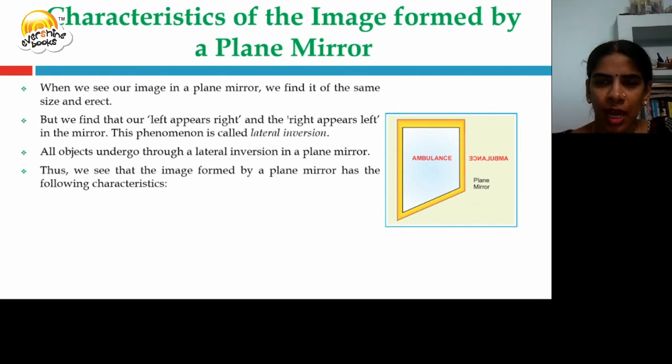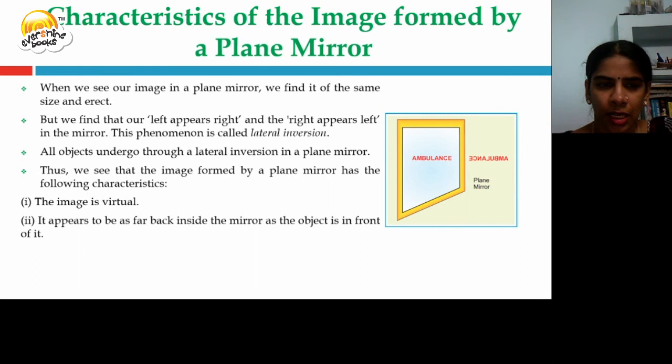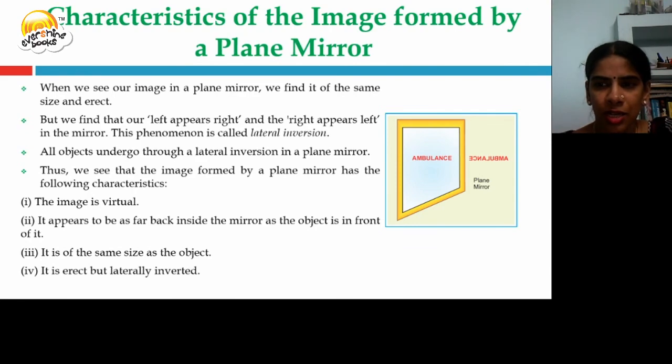So we can see that the image formed by a plane mirror has the following characteristics. The image is virtual, it cannot be caught on a screen. It appears to be as far back inside the mirror as the object is in front of it. It is of the same size as the object. It is erect but laterally inverted.